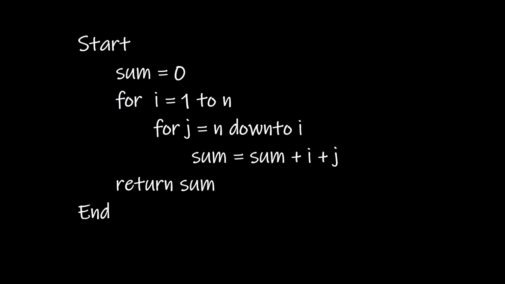In our next pseudocode, we have nested for loops. Let's try to find their time complexity. First, we have a for loop which starts at index i equal to 1 and increments up to n. We just saw that such for loops run n plus 1 times.